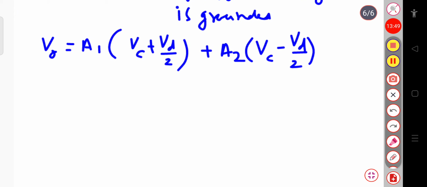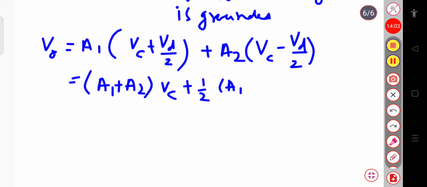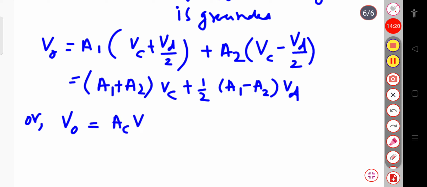Now if I take VC common, this will be (A1 plus A2) into VC plus 1 by 2 into (A1 minus A2) into VD. So here we have separated the common voltage and the differential voltage, and this can be represented as V0 equal to AC into VC plus AD into VD.